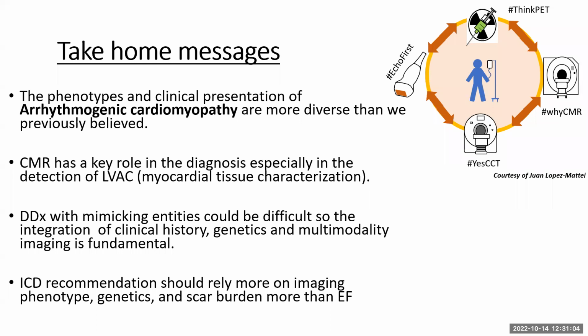So as a take-home message, I would like to say that the phenotype and clinical presentations of arrhythmogenic cardiomyopathy are more diverse than we previously believed. CMR has a key role in the diagnosis, especially in the detection of the LV dominant types with myocardial tissue characterization. Differential diagnosis with mimicking entities could still be difficult, so integration of clinical history, genetics, and multimodality imaging is fundamental. And last, the ICD recommendation should rely more on imaging phenotype, genetics, and scar burden than on EF.